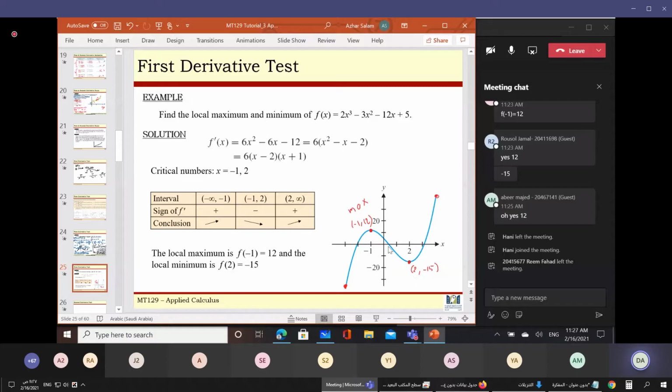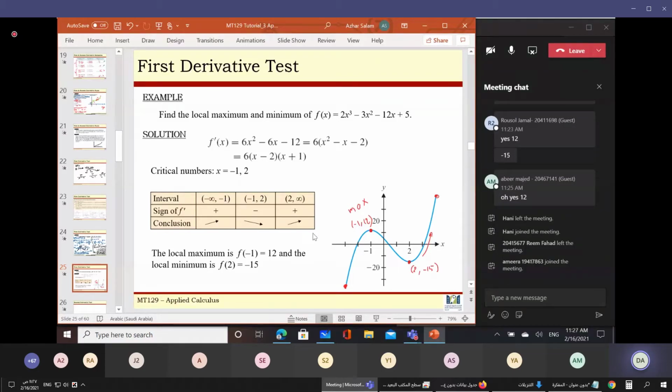Okay. As I said, it decreases from -1 until 2, from here until this point, decreasing. So I stop decreasing here and begin to increase until infinity. Notice here from minus infinity. So this will be continuous.